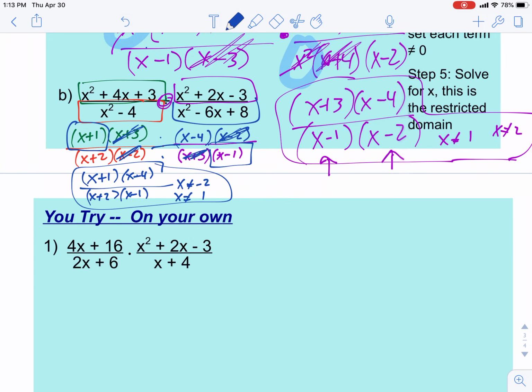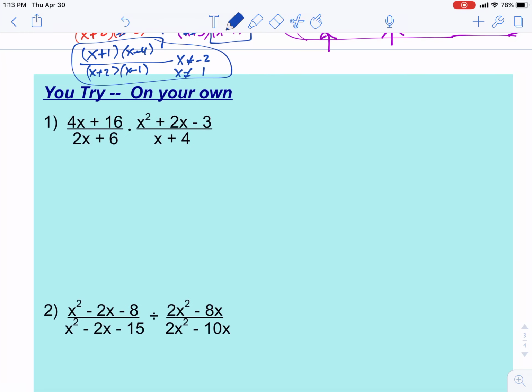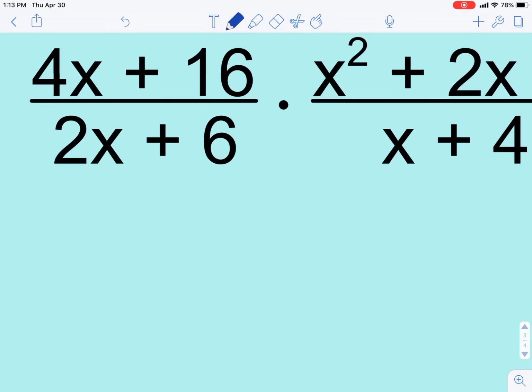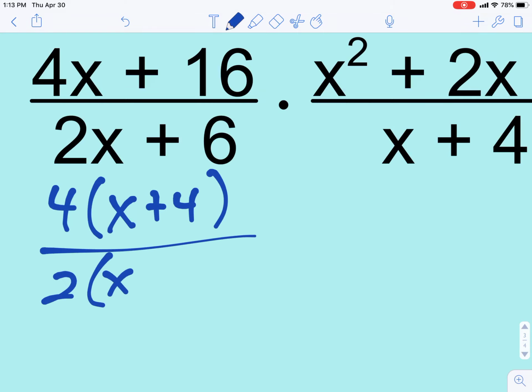All right, so go down to the you try, one multiplying, one dividing. Pause it, and then watch me do all the work for you. Hopefully you've done it yourself. Okay, so we're going to go with factoring out each thing first. So that's going to be x plus 4. Factor out the 2, x plus 3.